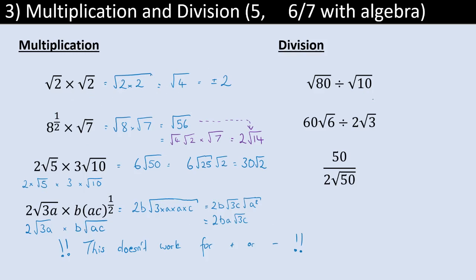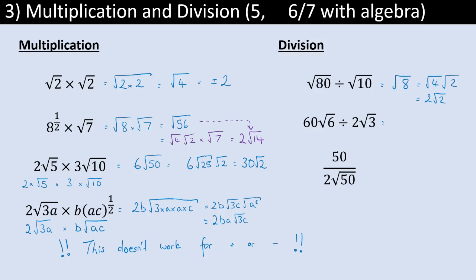You can split the root up or you can merge the root together so long as you're multiplying. And you could do exactly the same, just with a division, when you're dividing. So root 80 divided by root 10 is going to be root 80 divided by 10, which is root 8, which is root 4 root 2, which is 2 root 2. Okay, and if you're not sure what I've done there, I've split 8 so that it is 4 times 2. And then root of 4 is 2. I've got 2 root 2.